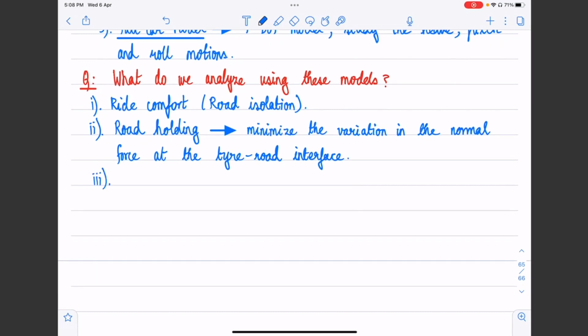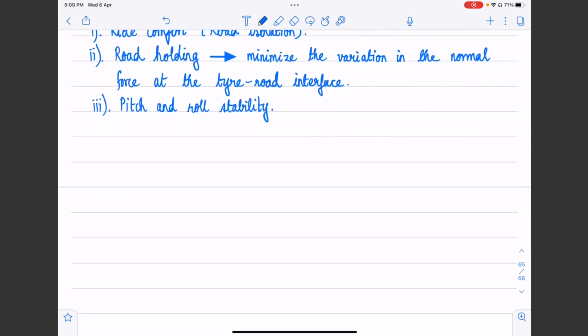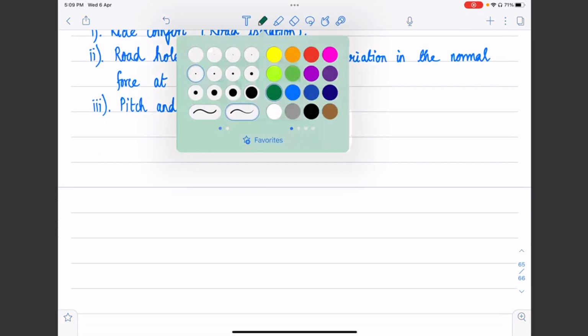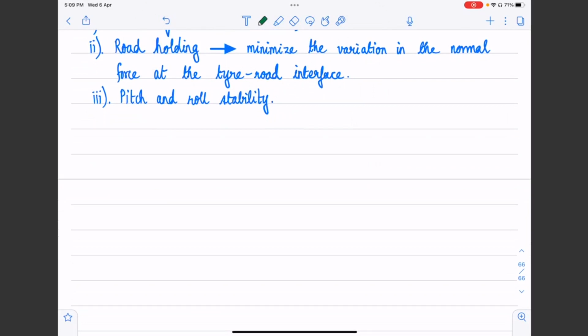Then we also want to, if you want to study pitch and roll stability, one could use the corresponding models to study the vehicle response and analyze pitch and roll stability. Okay, so that is also an application of these models. All right. So we will anyway study a few related concepts as we go along.